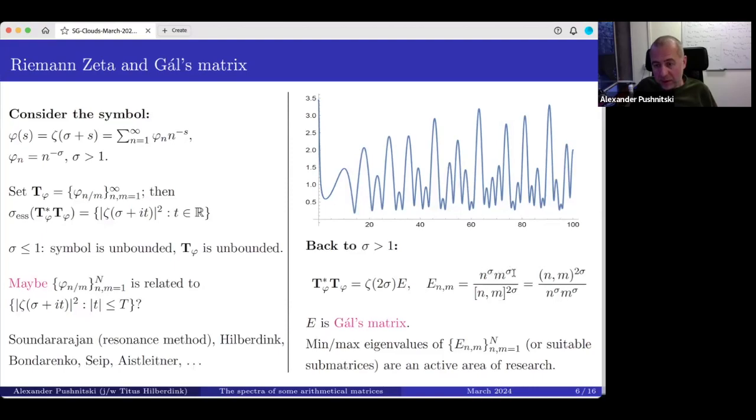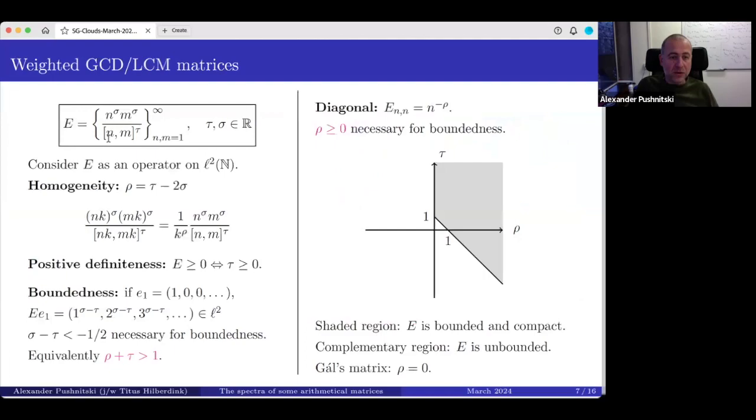Here they are rigidly connected, right? This sigma here and 2 sigma here. But imagine I have one parameter here and one parameter on the top. And let's just look at this as an object of operator theory. So that is what is written here. So here we have this weighted GCD LCM matrix. We have two parameters, tau downstairs and this sigma upstairs.